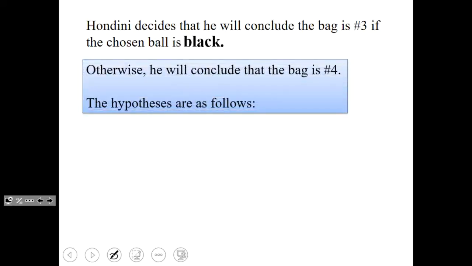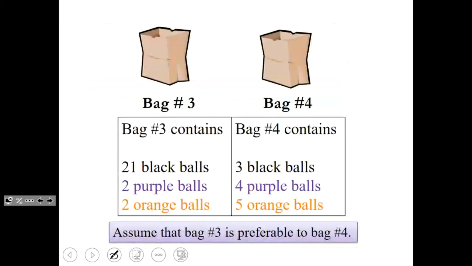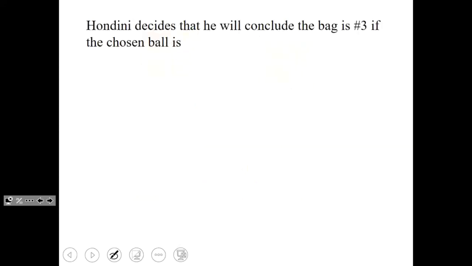So our null hypothesis, if we think back, the same way we did last time, is that he has bag 3. His alternative hypothesis is that he doesn't have bag 3. Type 1 error here can only occur when he rejects bag 3 when it really is bag 3. In this case, that would mean he'd have to pull out a purple or orange ball. That's the only way he's going to say he doesn't have bag 3.